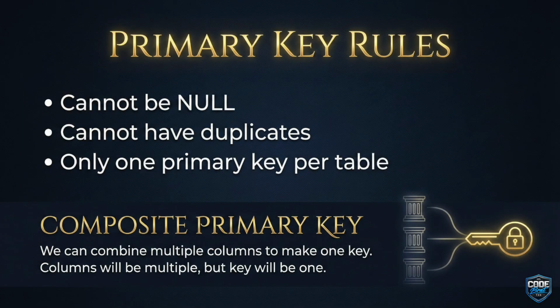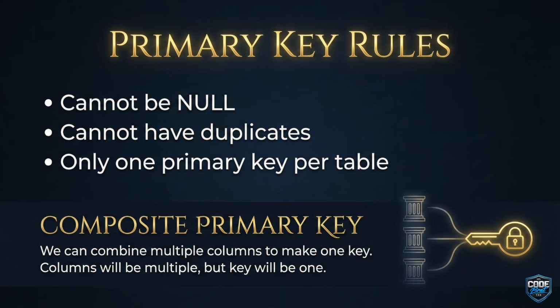A set of rules must be satisfied in order to make a column or attribute a primary key. What are those rules? A primary key can never be null, a primary key cannot have duplicates, and only one primary key is allowed per table.